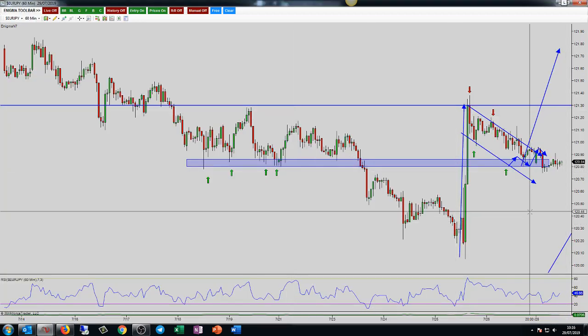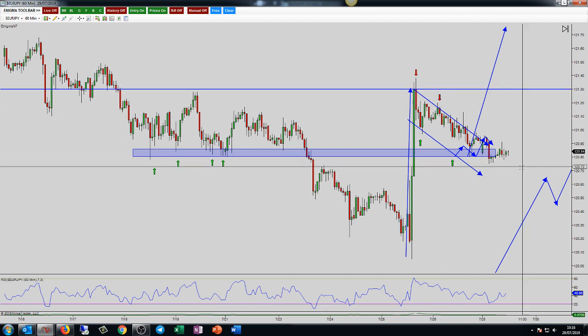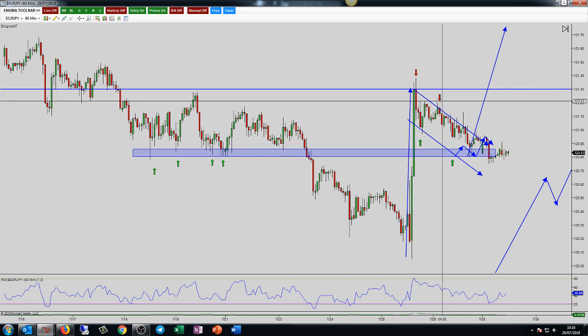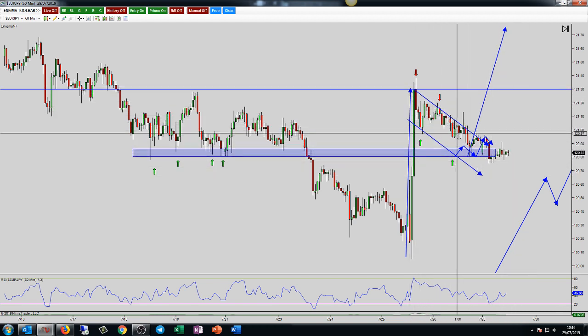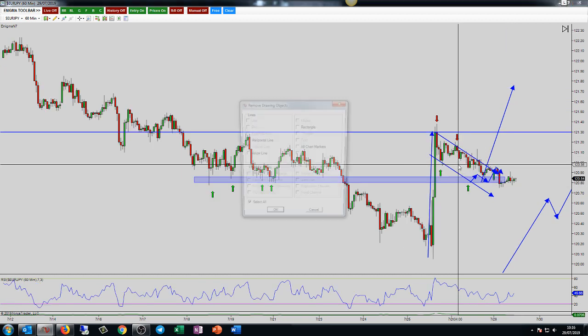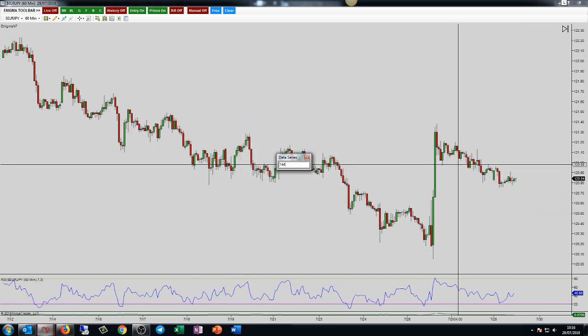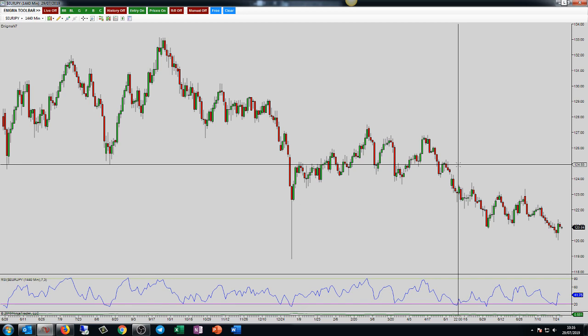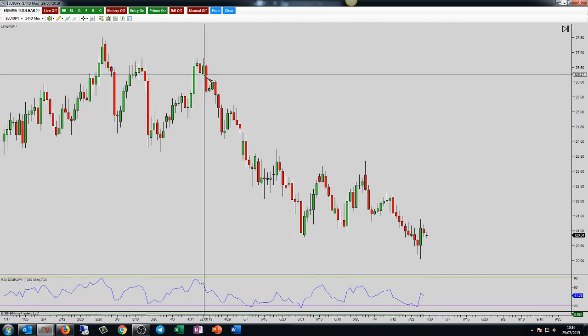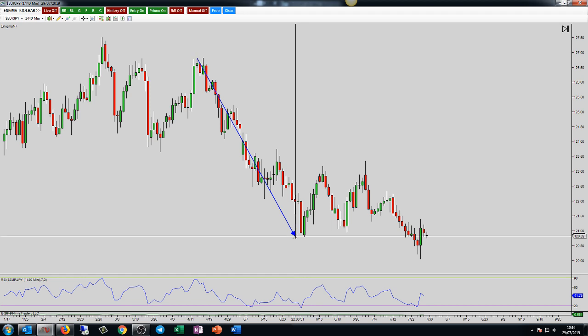Okay, Euro Yen. We were looking at a potential flag pattern on this. It's not forming the way I'd like to see, so this may not be valid, but we'll take a look at it. That was on the 60. However, on the higher time frame, we still do have this very big flag pattern. So we've got our move lower.